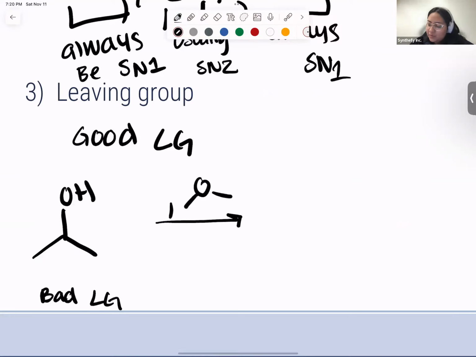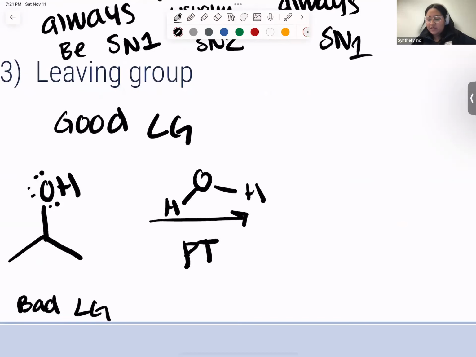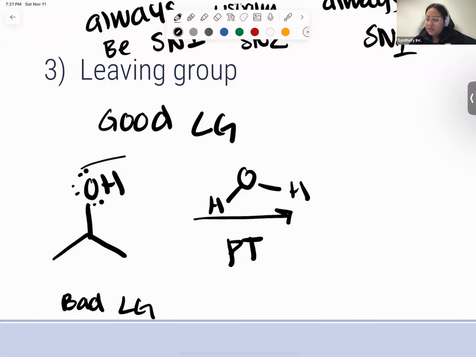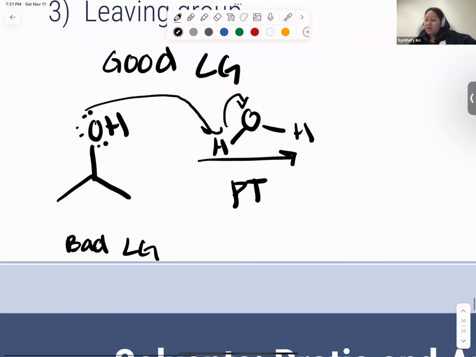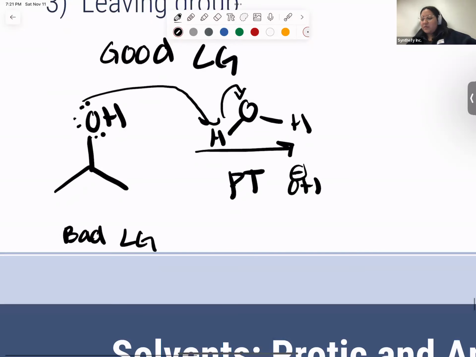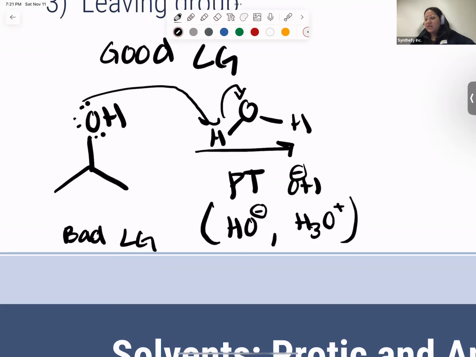Again, we said that with an easy proton transfer, and that most reactions, unless stated otherwise, will happen under aqueous conditions. So this simple proton transfer step can make this into a good leaving group. This OH can go and grab a hydrogen off another water molecule, and then you have an OH minus. Yes, it's an OH minus, and yes, I just said that it's not really okay being by itself. But again, from your general chemistry class, OH exists in OH minus and H3O plus, so it's fine.